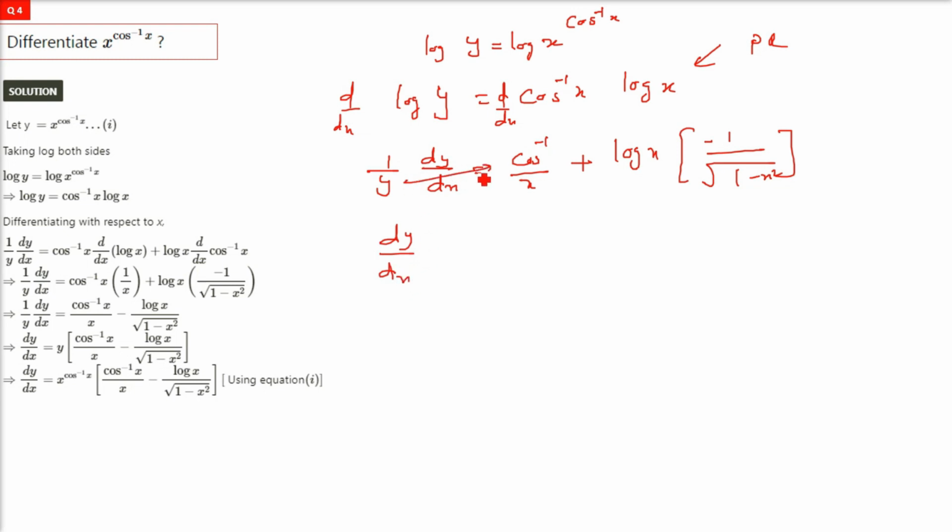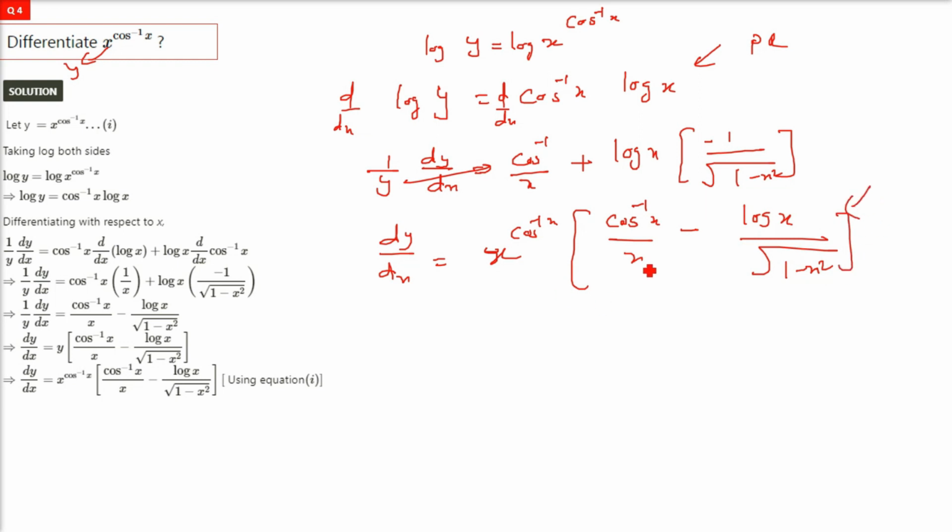So dy by dx, y will go in the right hand side. Y was already x to the power cos inverse x. So let me just write it as x to the power cos inverse x. And whatever we got inside will be kept like that. Cos inverse x divided by x minus log x divided by under root 1 minus x square. This is your dy by dx. This is your solution.